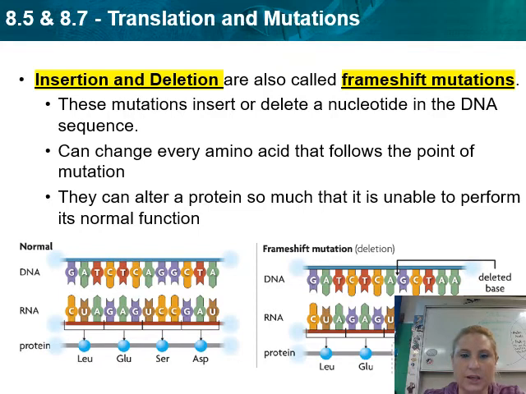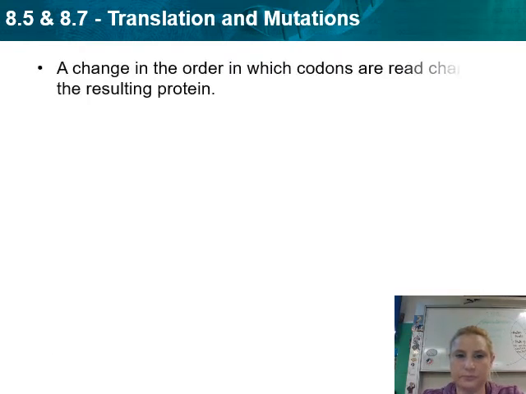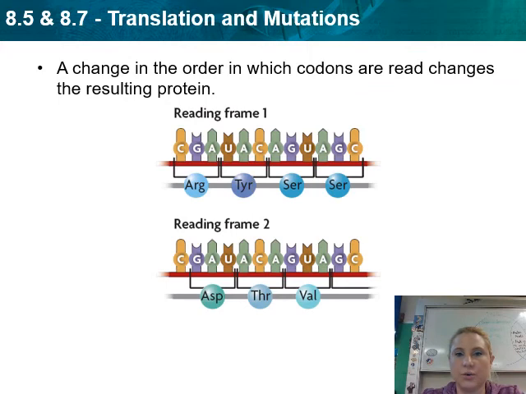So we looked at this, it's a frame shift mutation. So what happens is something gets inserted or deleted. So when you're reading it 3 letters at a time, you had one get deleted here, those 3 letters now change. They either get pushed down or brought forward. So you're reading them differently. So it codes for different amino acids. So change in the order of which those codons are read changes that resulting protein.